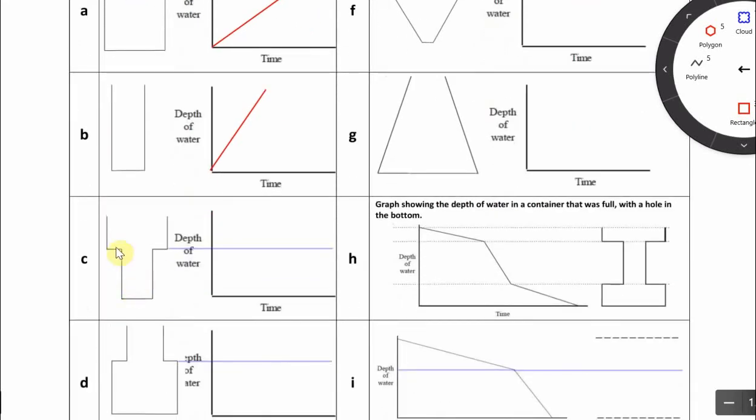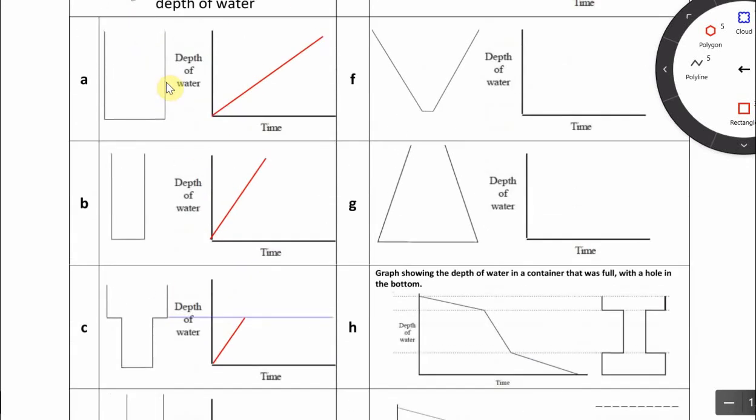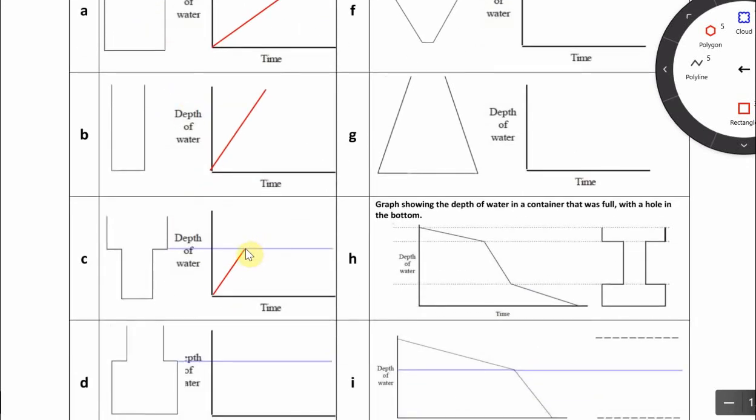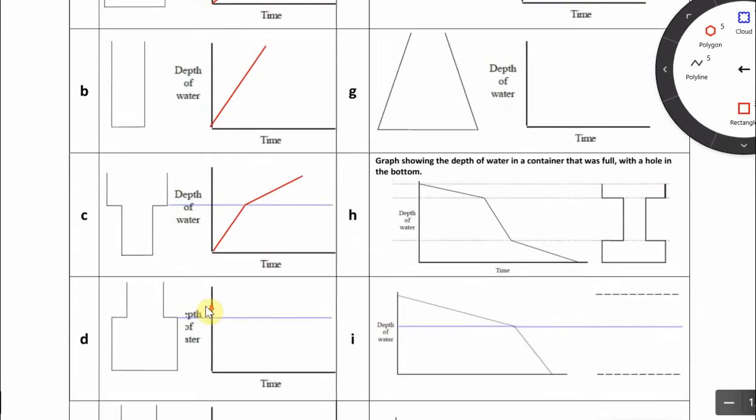Okay, on graph C, we've got a different shaped glass which gets suddenly wider at the top. So it will kind of do what the one above did and rise at a steep rate because it's quite thin until it gets to this depth, but then at this point it will do what the glass in part A did and rise at a much slower rate. Okay, so there's that distinct change in the graph there.